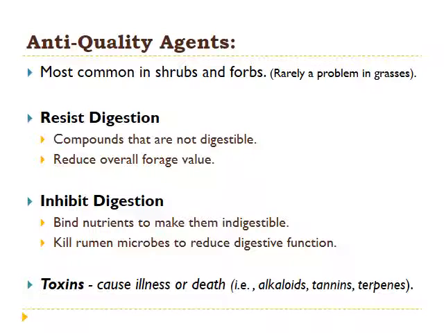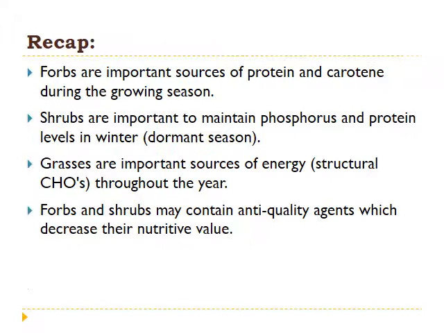So we'll talk about those later. And then finally, that last category, the one that gets most of the press, are the toxins. And toxins are the things that cause illness or death. So when I say a toxic plant, I really mean something that causes some bad condition in the growth or metabolism of the animal. So alkaloids, terpenes, tannins, oxalates, those kinds of things are toxins.